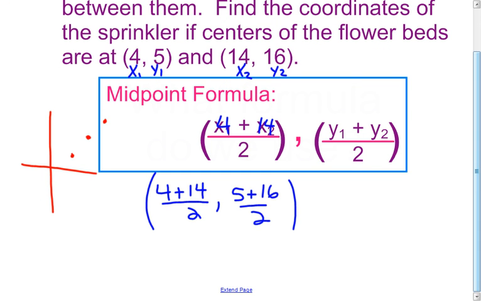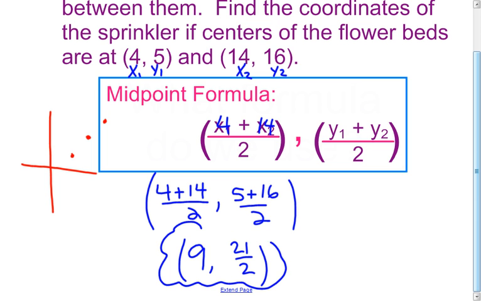4 plus 14 is 18, divided by 2 is 9. And 5 plus 16 is 21, divided by 2. We are going to leave that as 21 halves. If you want to call that 10.5, I suppose you could, but I am going to leave that as 21 halves. And that's where our sprinkler head will be.